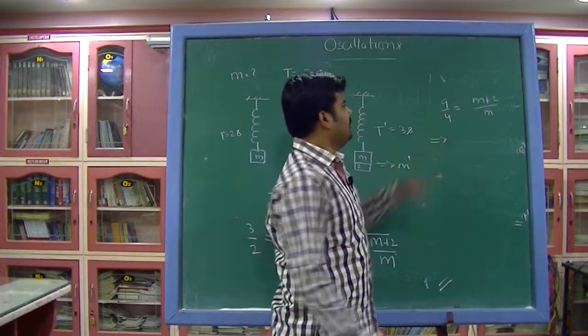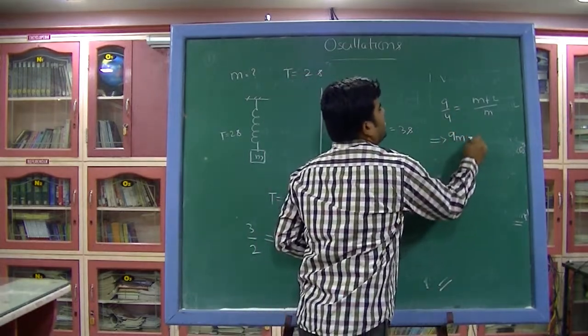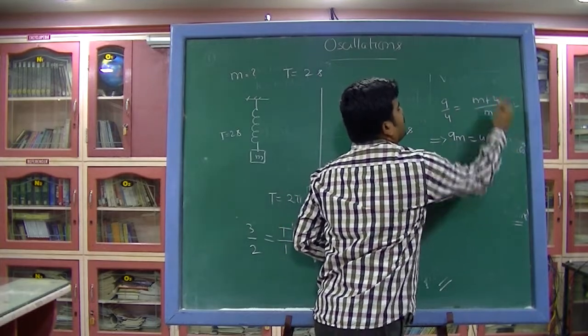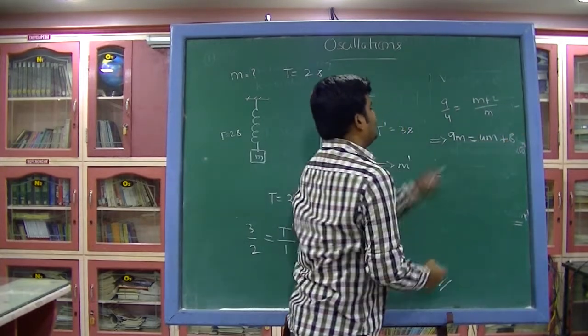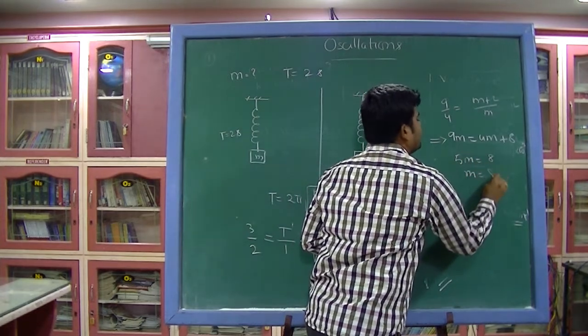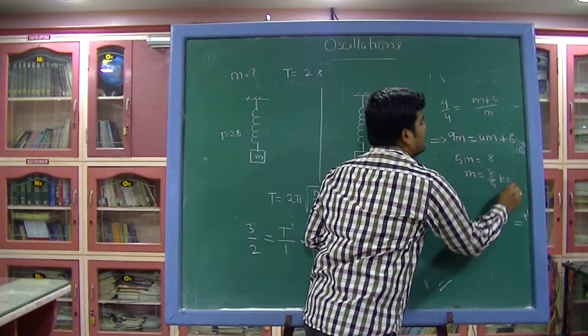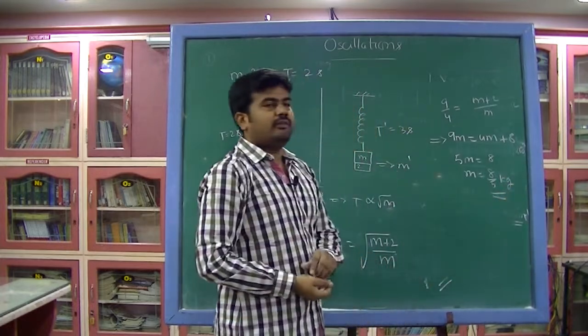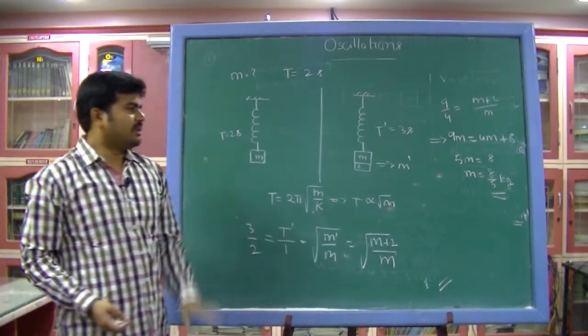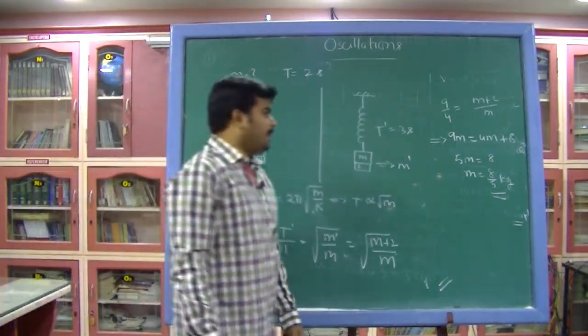So, it is 9m is equal to 4m plus 4 into 2, 8. So, 9m minus 4m is 5m, 5m is equal to 8, then m is equal to 8 by 5 kg. So, this is the value of m which is attached to the spring initially. So, that is the answer for this problem.